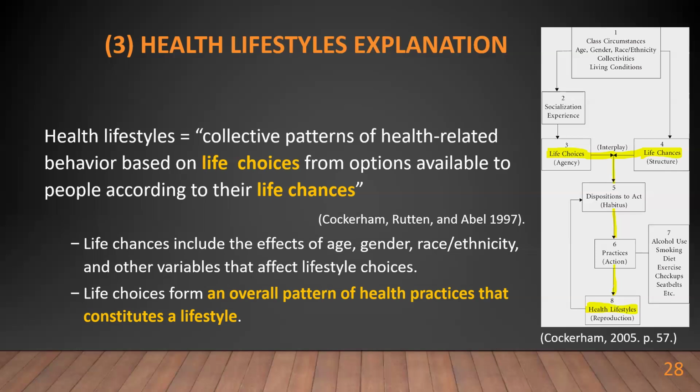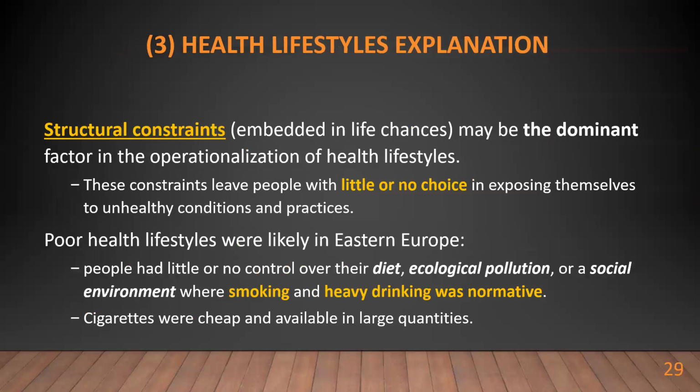So this is where we come back to the social determinants of health. Life chances are those social determinants of health, while life choices form an overall pattern of health practices and constitute a lifestyle. That is, life choices are reactions to the life chances, in the form of choices that people make. Now, structural constraints, which follow from the chances, follow from the external circumstances, may be the dominant factor in the operationalization of health lifestyles. These constraints leave people with little or no choice in exposing themselves to unhealthy conditions and practices.